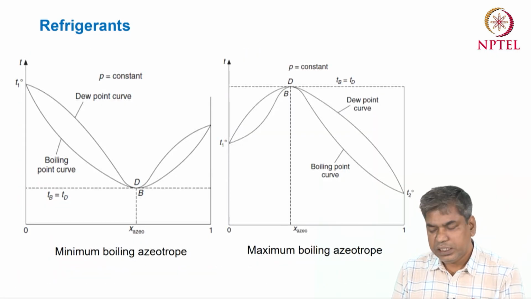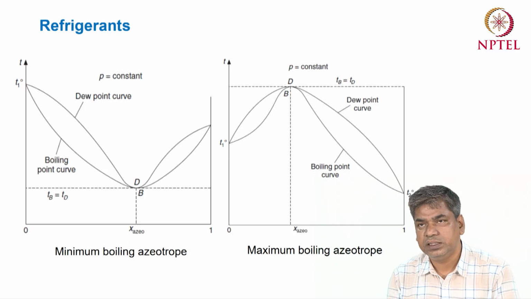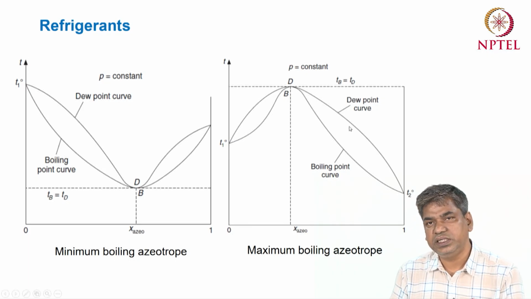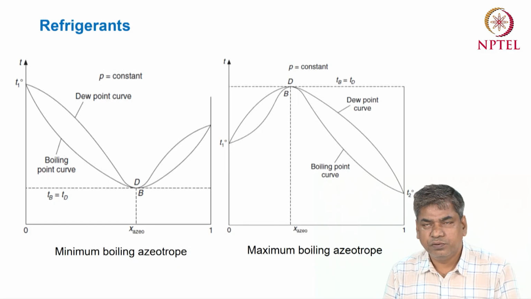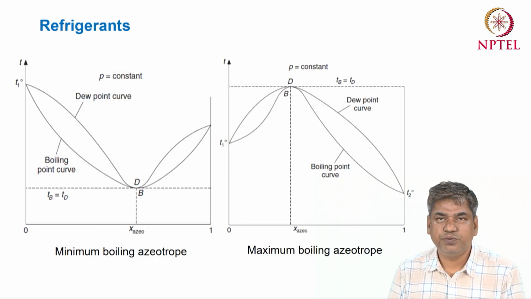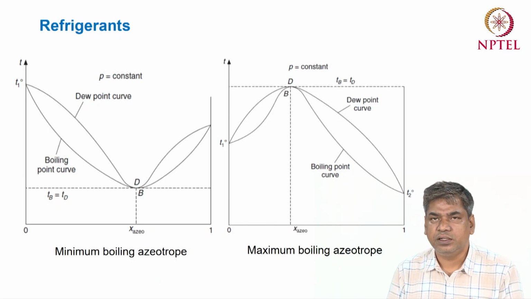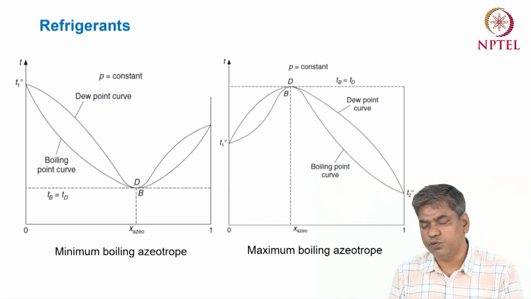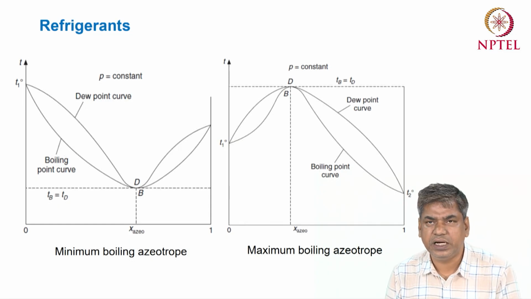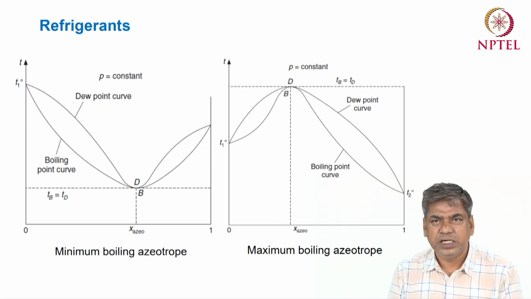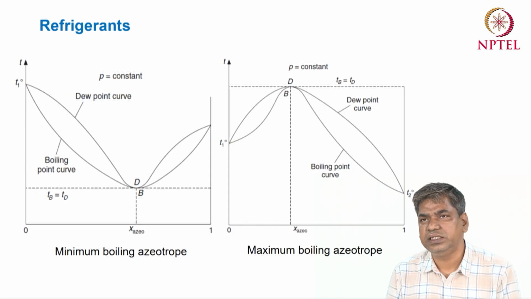So then one interesting thing we can see in case of the refrigerant mixture. We have seen that in general the dew point curve and boiling point curve are different for the refrigerant mixture, but at certain compositions of a refrigerant mixture, whether a mixture of two refrigerants or more than two, you can see that the dew point curve and bubble point curve basically merge into a single point.